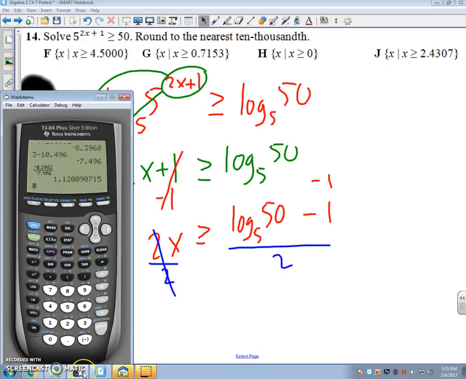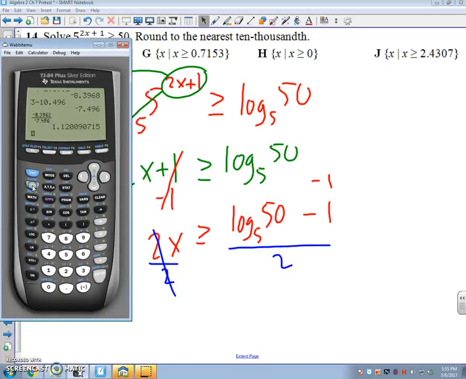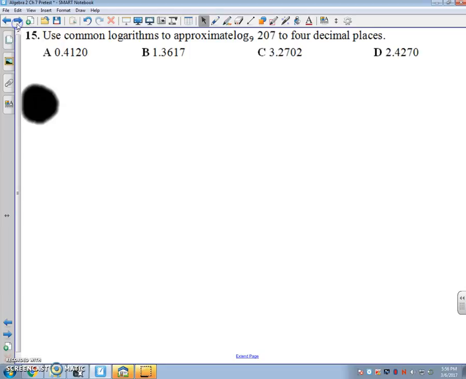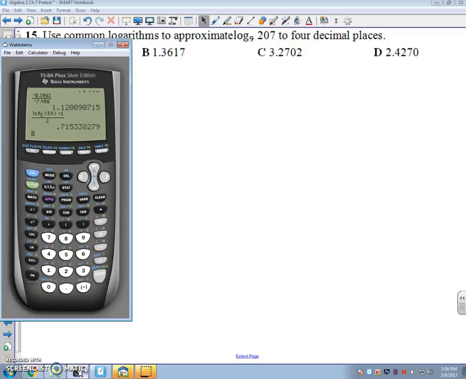Let's type it in the calculator and see what we get. Log base 5 of 50 minus 1, all over 2. Gives me 0.7153. It's G. Answer is G. Good. 15. Use common logs to approximate that. We don't have to use common logs. Just type in the calculator. Math, log base 9 of 207.